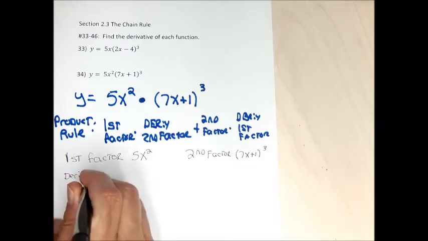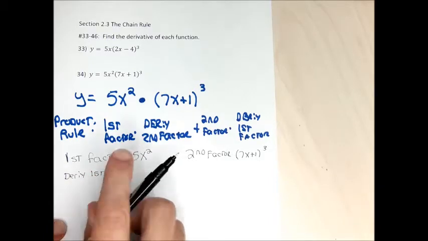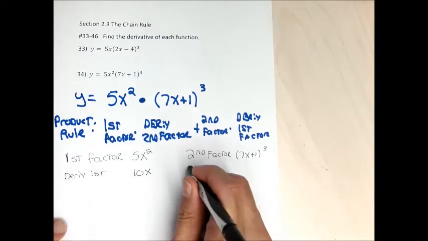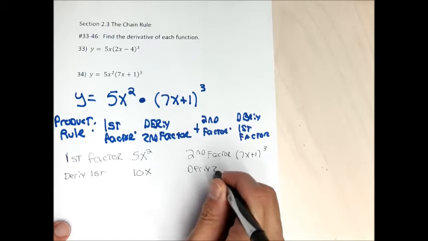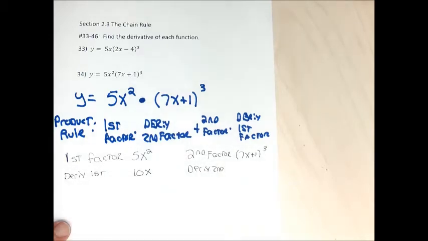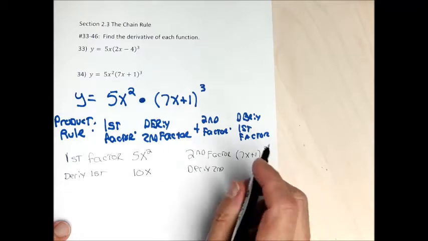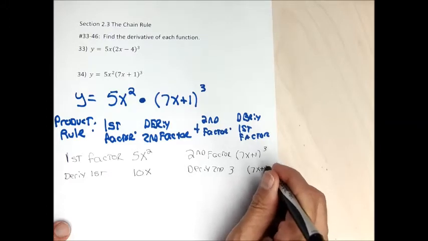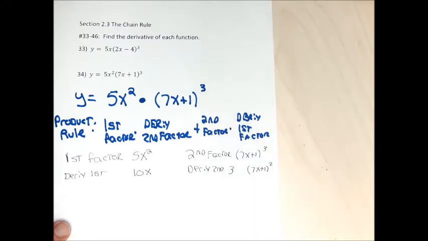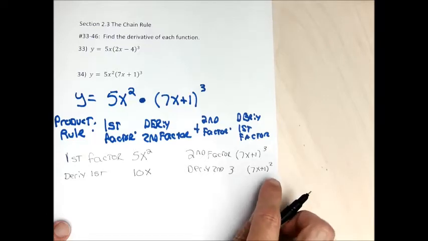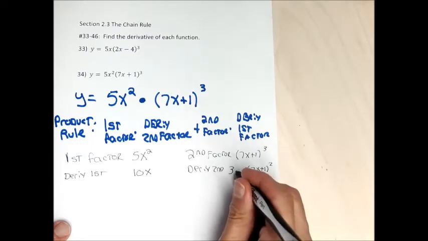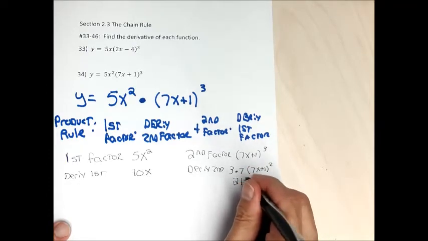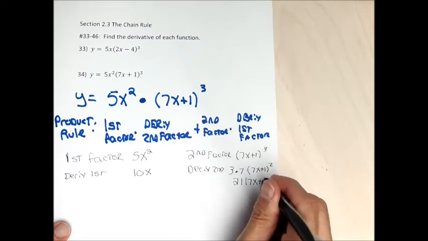The derivative of the first factor, I just bring the 2 out front, multiply it by the 5, lower the exponent by 1, and get 10x. And the derivative of the second, because it's a parentheses with an exponent, I need to use the chain rule. So the derivative of (7x plus 1) cubed, I bring the 3 out front, I lower the exponent by 1, and then I multiply by the derivative of what's inside the parentheses. The derivative of 7x is just 7. The derivative of 1 is 0. So the derivative of the second, I'm going to say it's 21 times (7x plus 1) squared.